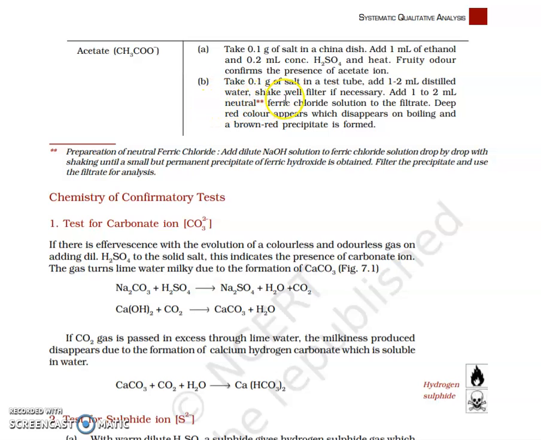Take 0.1 gram of salt in a test tube. Add 1 to 2 ml distilled water. Shake well, filter if necessary. Add 1 to 2 ml neutral ferric chloride solution to the filtrate. Deep red color appears, which disappears on boiling and a brown red precipitate is formed.